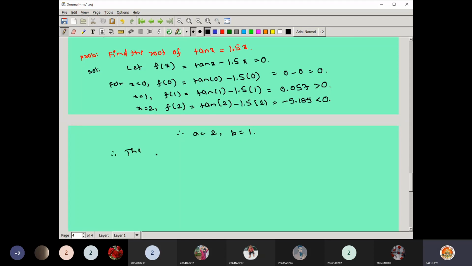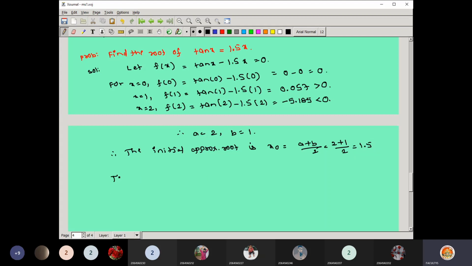Therefore the initial approximate root is x naught equal to a plus b by 2. So a means 2, b value 1, divided by 2, 3 by 2 means it is 1.5. The first one is over.